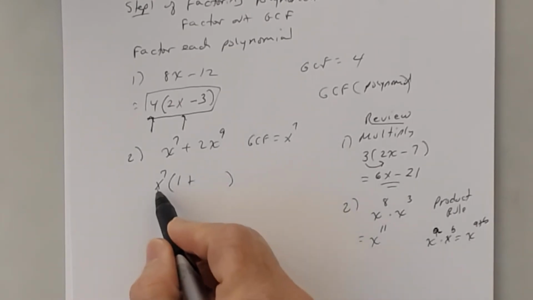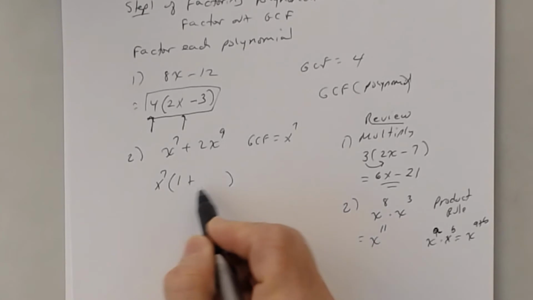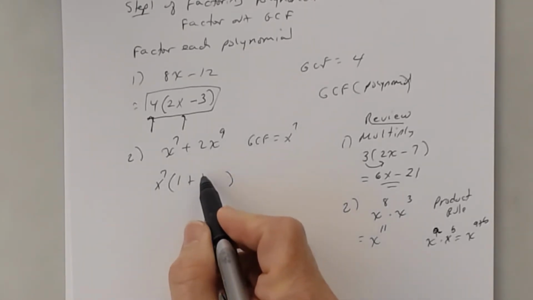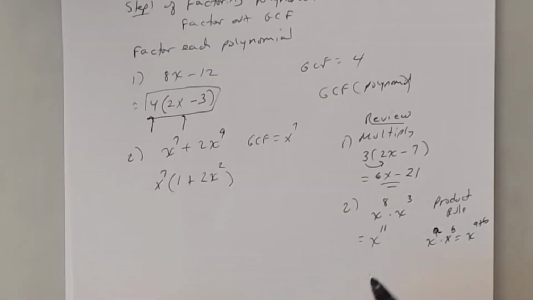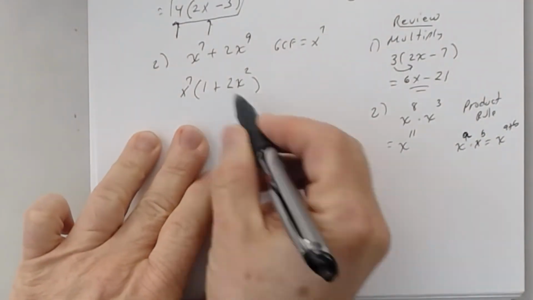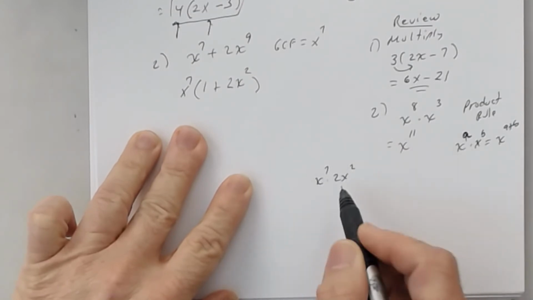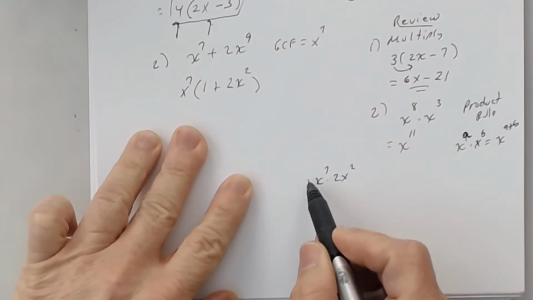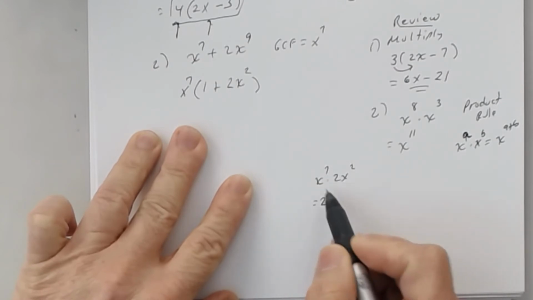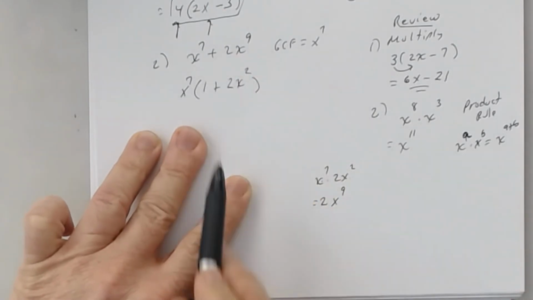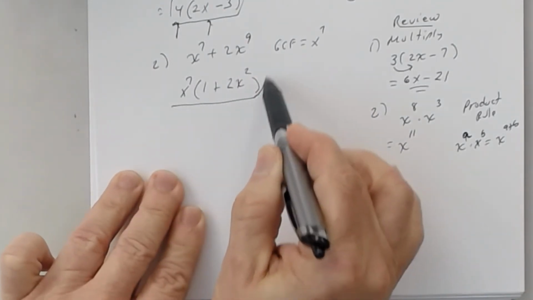Plus, x to the 7th times what is x to the 9th? x squared. That makes sense because if you think about it, that's x to the 7th times x squared. What's 1 times 2? 2. What's x to the 7th times x squared? Which is what I wanted. So there's your answer.